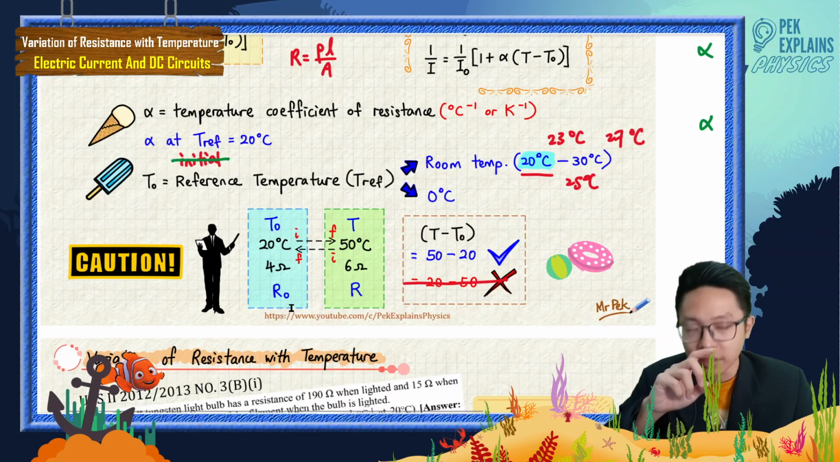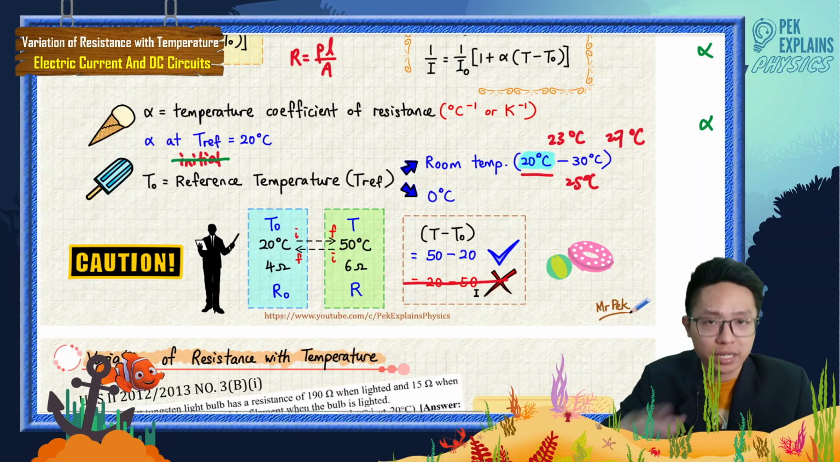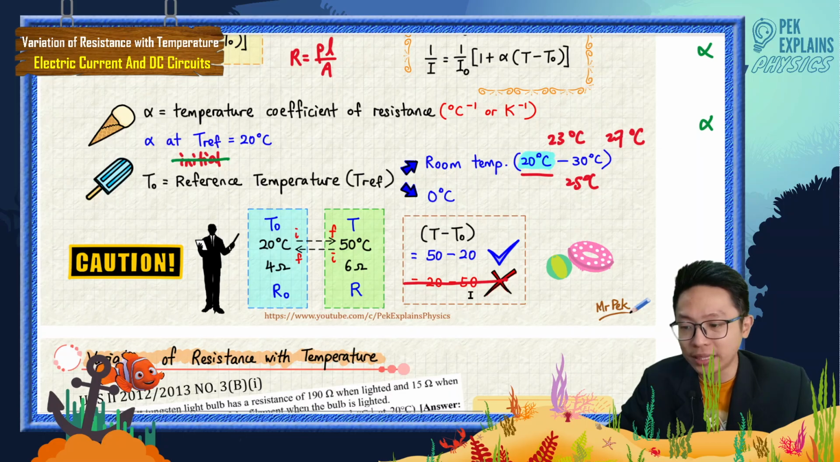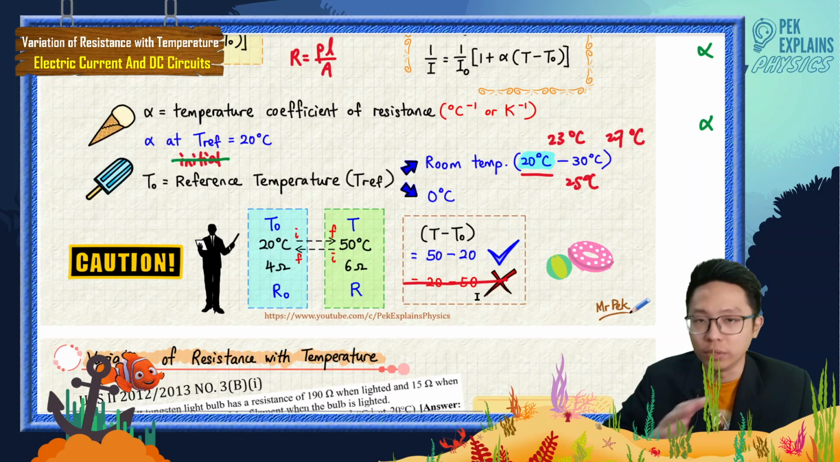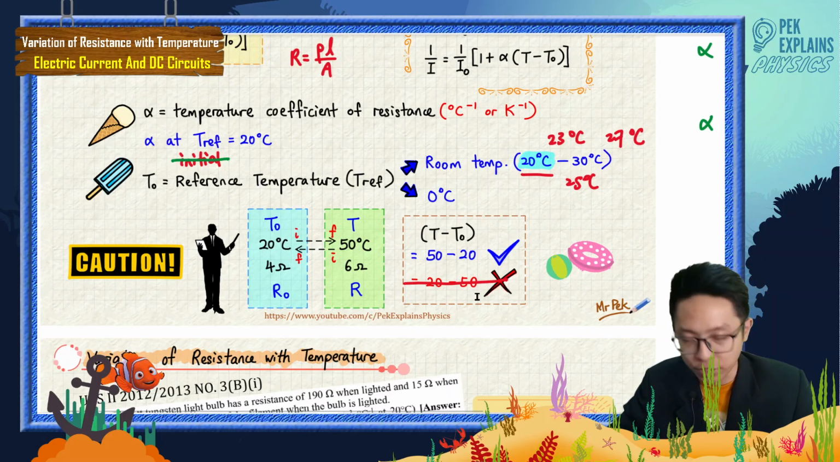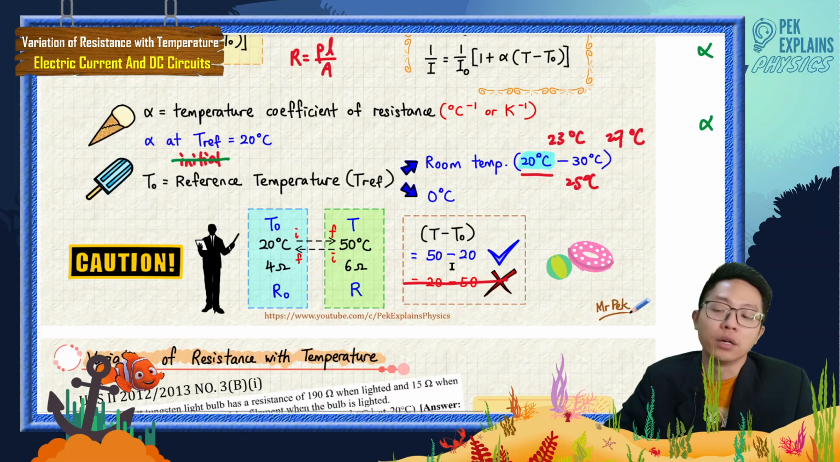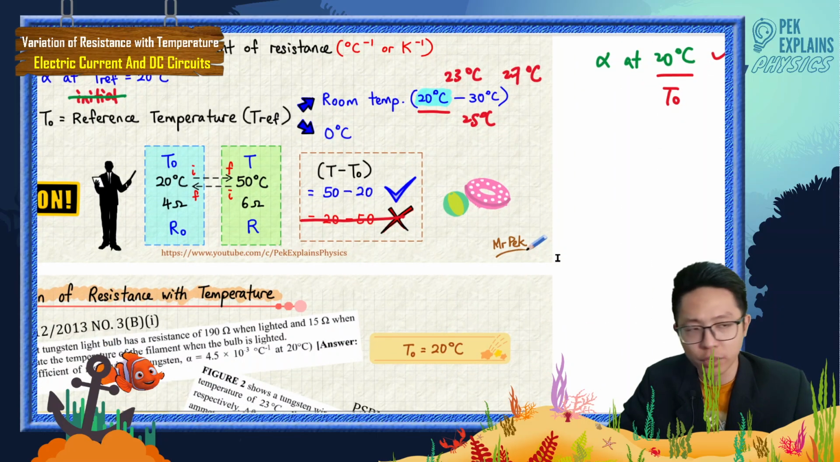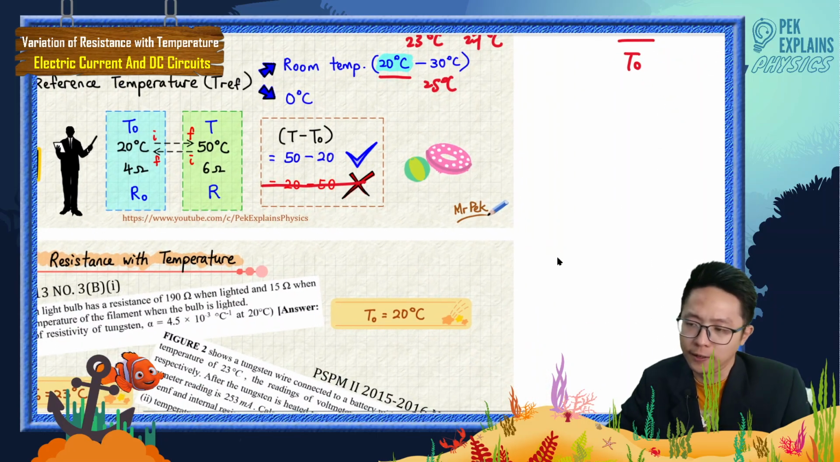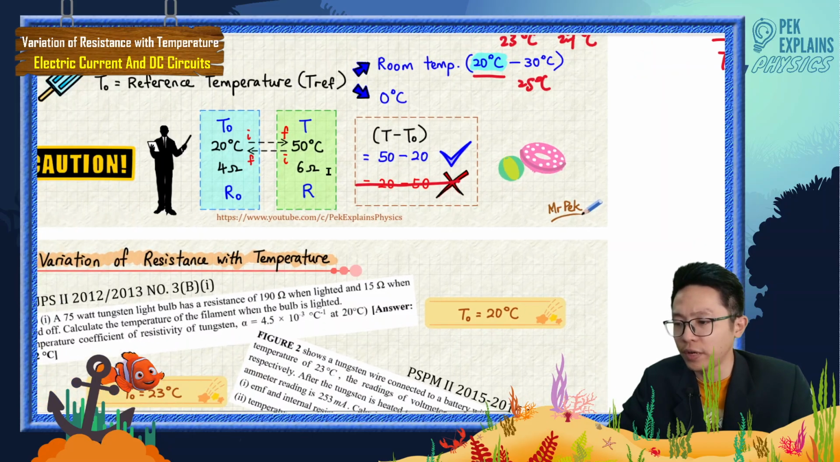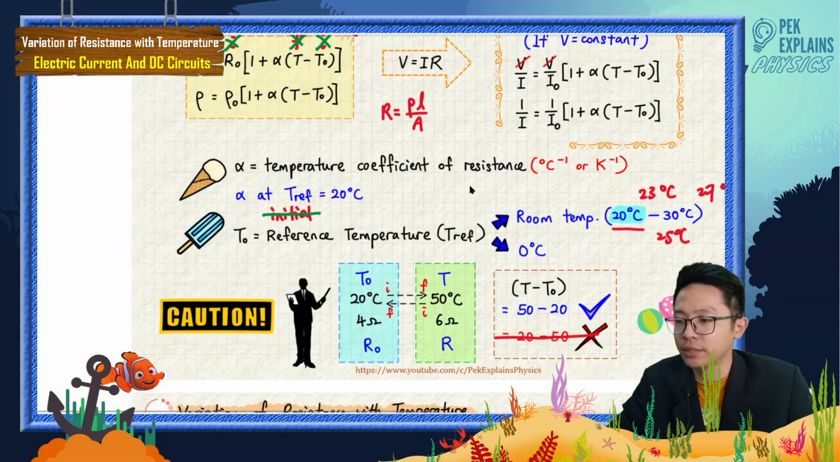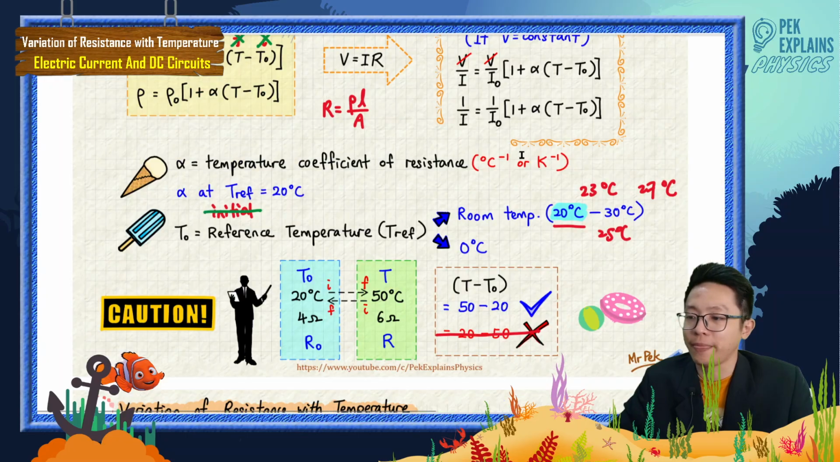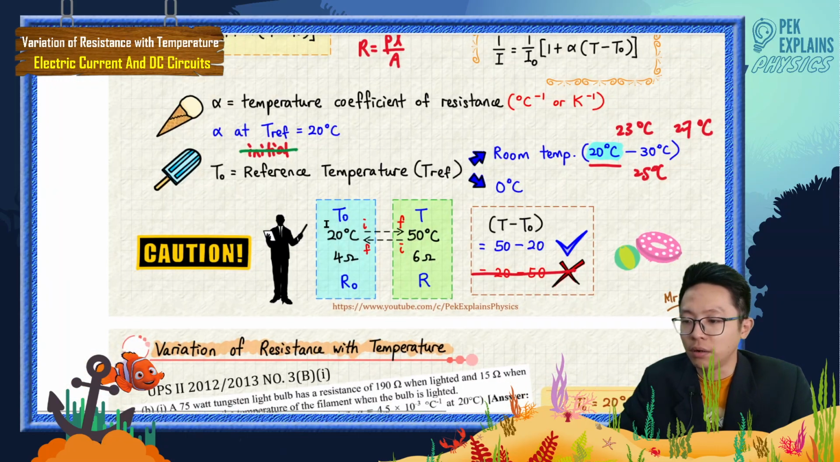Okay? Because if you do it the other way around, 20 minus 50, you will get a different answer. Trust me, you will get a different answer compared to using 50 minus 20. Especially if the question gives you all these four values: T naught, T, and then R naught, R, and asks you to find alpha.